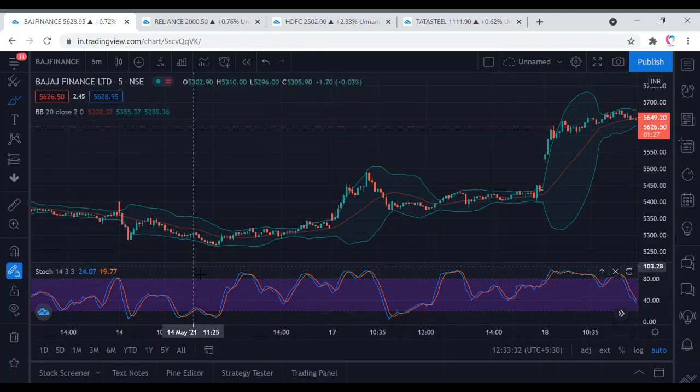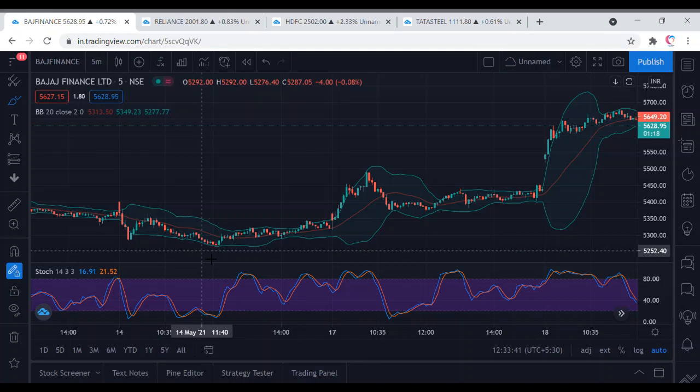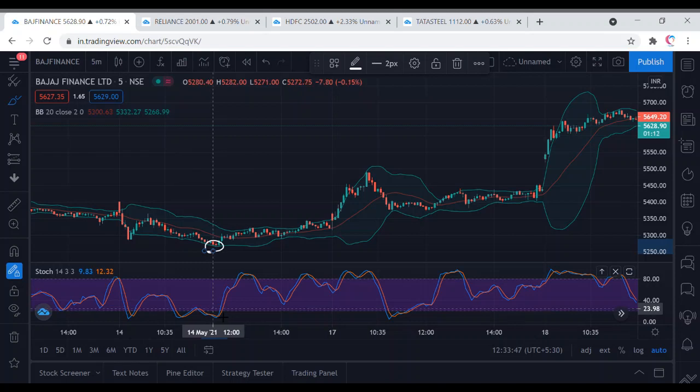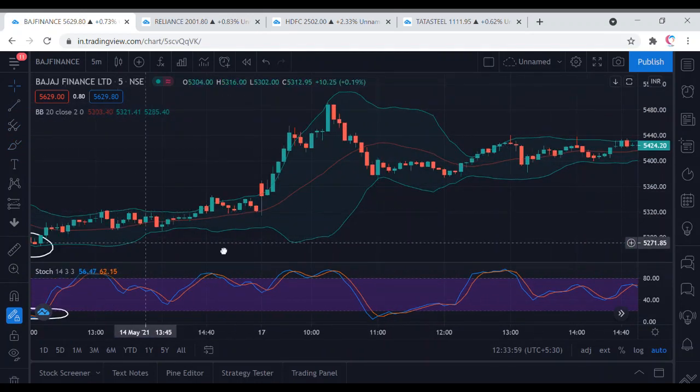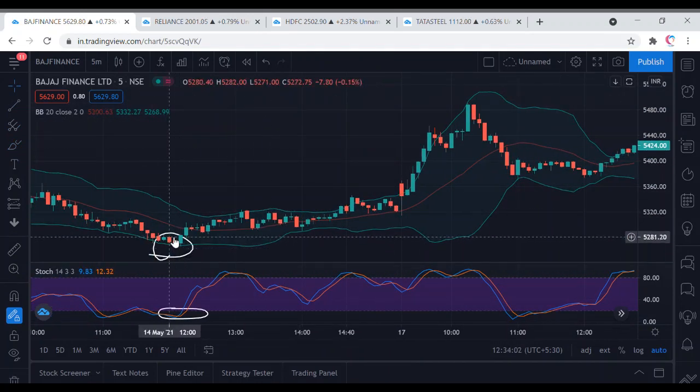So we'll now jump to a quick few examples. On Bajaj Finance 5-minute chart on 14th of May, you can see that price came near and touched the lower Bollinger Band, and at the same time we got the K percentage, the blue line, going above the red line and from the oversold zone to the neutral zone. So we can see we got a signal at 12:10. We got a signal at around 5280 levels. So we will be buying at that level, at the 5280 level.